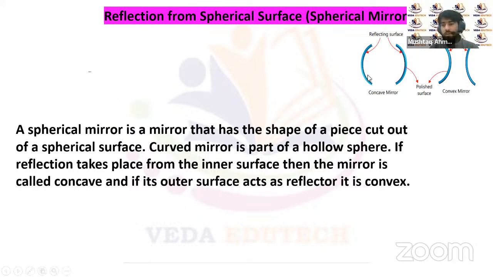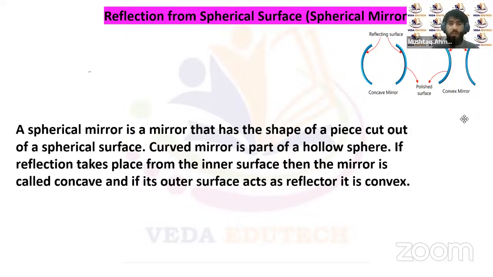Now let's talk about reflection from spherical surfaces. There are different types of spherical surfaces. You must have heard about the concave mirror and the convex mirror as well. Now let's talk about these mirrors in detail.